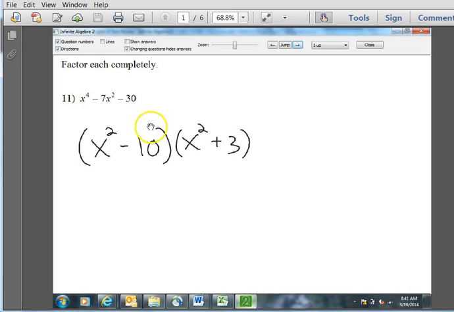So I need to find 2 numbers that multiply to negative 30, but add to a negative 7. That would be negative 10 and a positive 3. You don't believe me? When in doubt, you FOIL it out. And you're good to go.